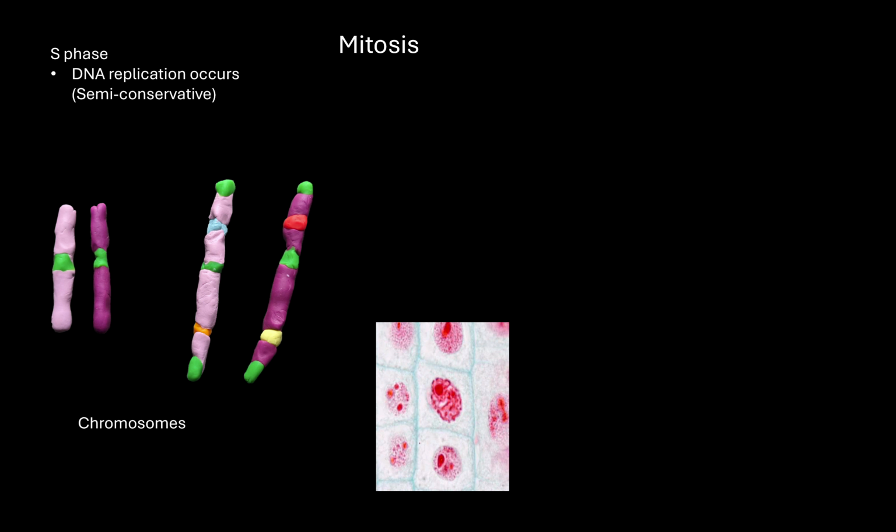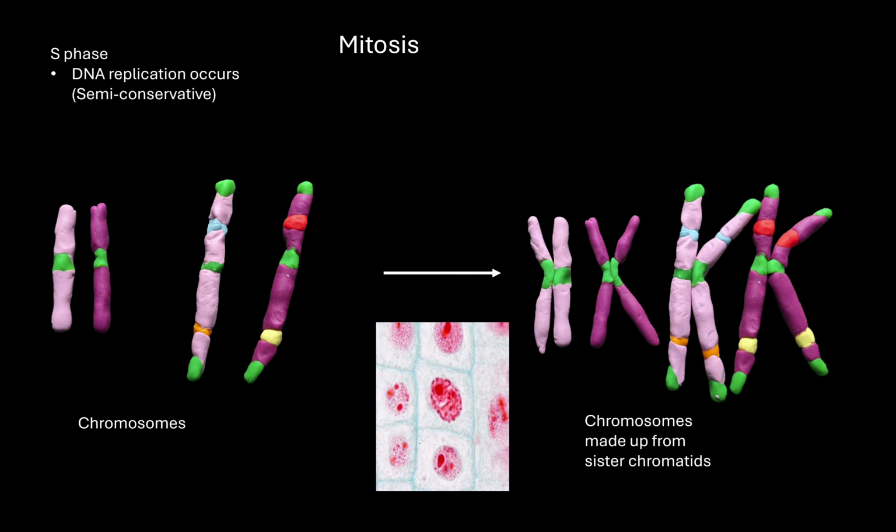So we know that during S phase, the DNA is replicated. We know that this is semi-conservative. So what we're saying is we have our chromosomes, and we are going to have DNA replication occur, and we're going to end up with chromosomes, but this time each chromosome is made up of sister chromatids. So we now have some new names that we need to use. A chromosome on its own is then replicated to produce chromosomes made up of sister chromatids.